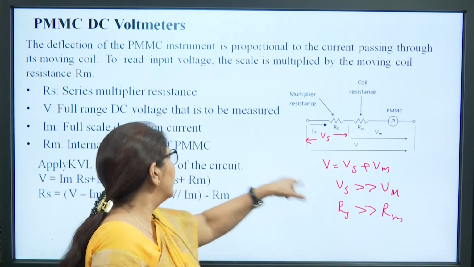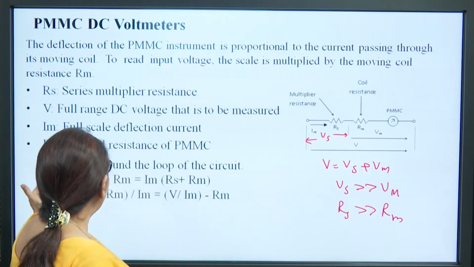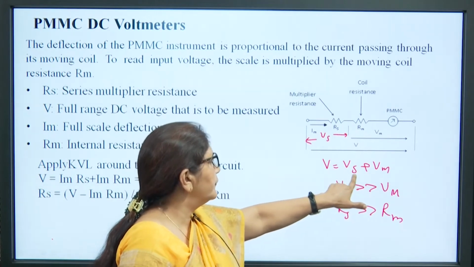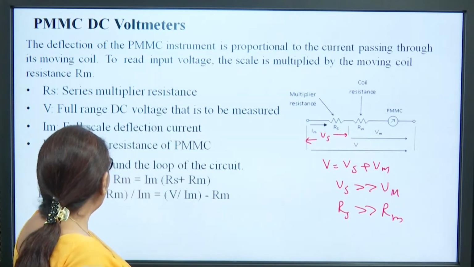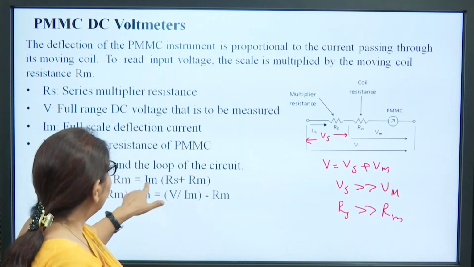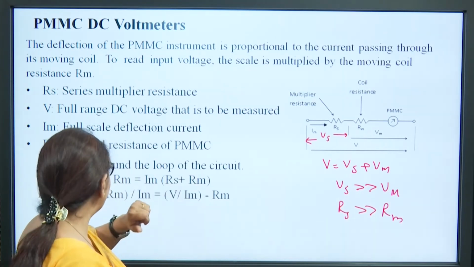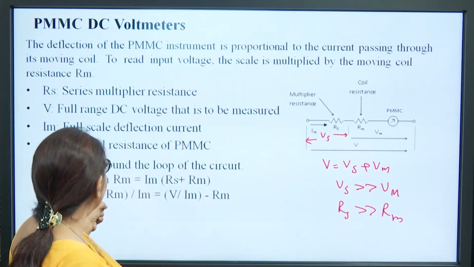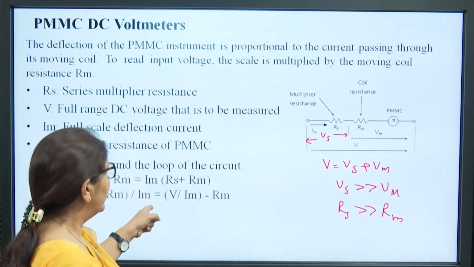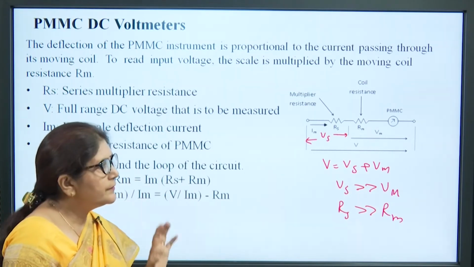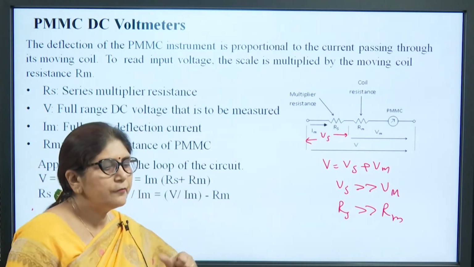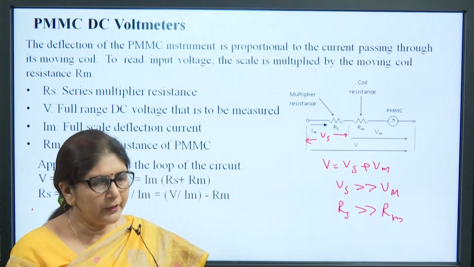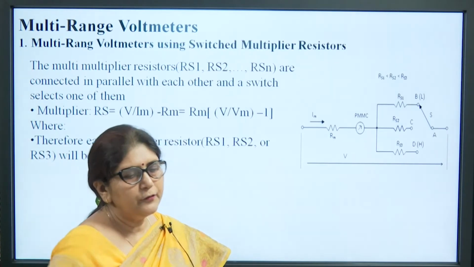If we apply KVL around this loop, then V is equal to Vs plus Vm. So Vs is equal to Im Rs plus Im Rm, and taking Im as common, it is Im times (Rs plus Rm). So the value of series resistance should be Rs equal to (V minus Im Rm) divided by Im, that is, V by Im minus Rm. If we place this resistance in series with the PMMC instrument, then we can measure a higher value of voltage with this PMMC instrument.